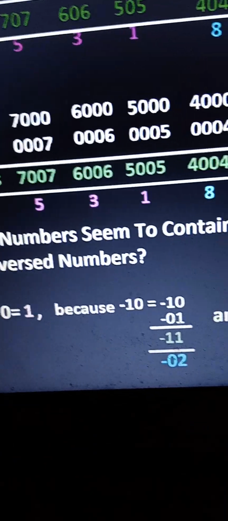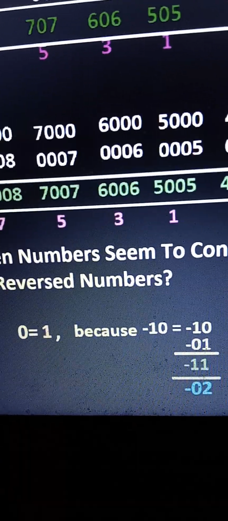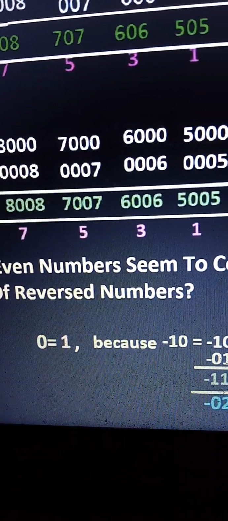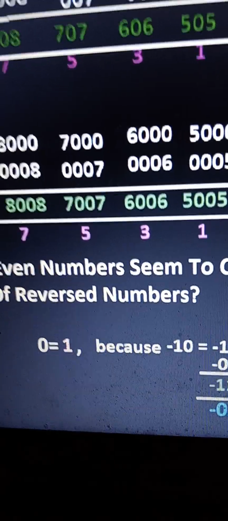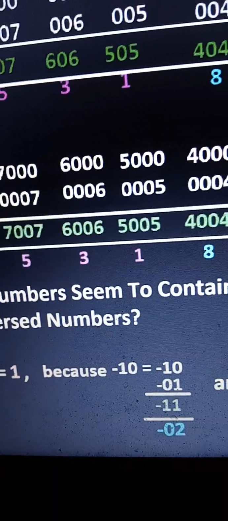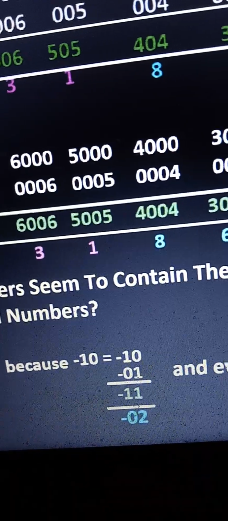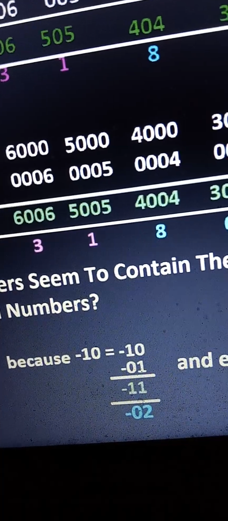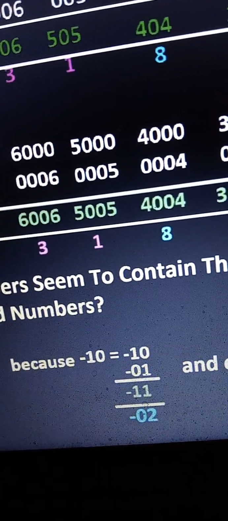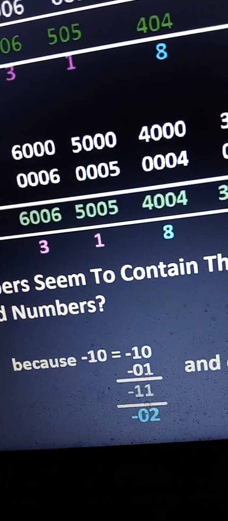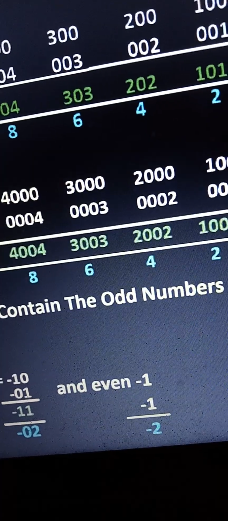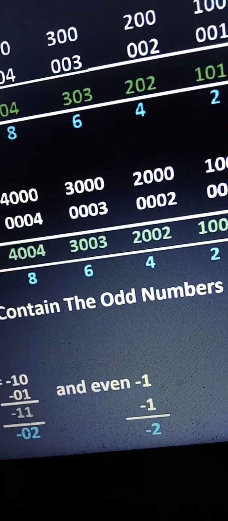And then, the last thing I'd like to say is that 0 equals 1. What I'm actually saying, I believe, is already established. 0 raised to the 0th power is 1. But in this line of reasoning, it's because negative 10 would have its reverse self, negative 01, to equal negative 11, which added together numerologically is negative 2. So the only even negative 1 with itself is negative 1, which is negative 2.